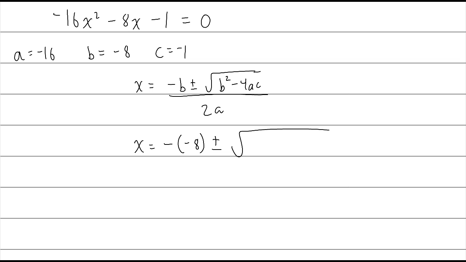Okay, square root of b squared minus 4. A is negative 16. Write that a little neater. C is negative 1. And all of that is over 2 times negative 16. All right. Oof. That's ugly.